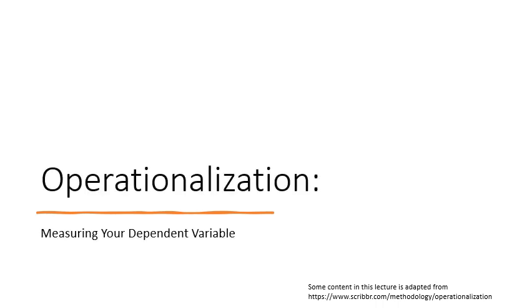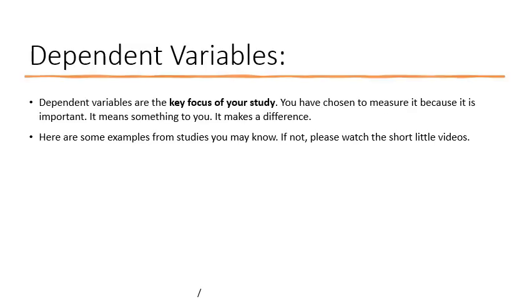This lecture is on operationalization, measuring your dependent variable. So we've learned what a dependent variable is, and we've learned how to write a conceptual definition of a dependent variable, but that doesn't help us much in research. In research, we have to be able to measure the dependent variable, and that's what this lecture is all about.